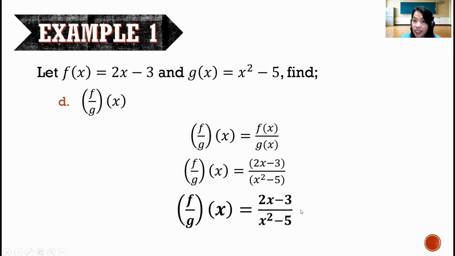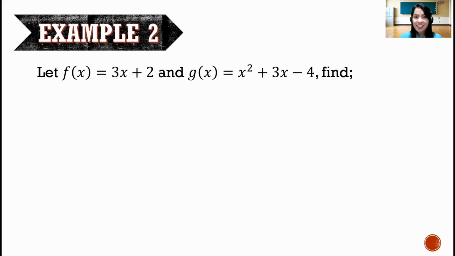This is now the final answer since wala namang common in the numerator and denominator. Wala naman ng common factor. Pero kung may common factor, do not forget to simplify. Final answer, f over g of x, that is equal to 2x minus 3 all over x squared minus 5.